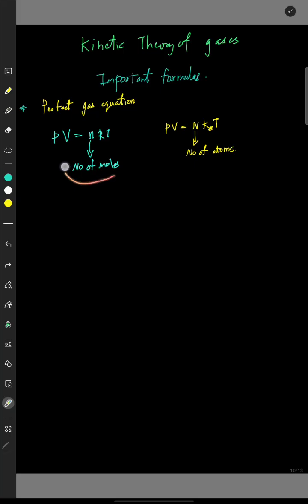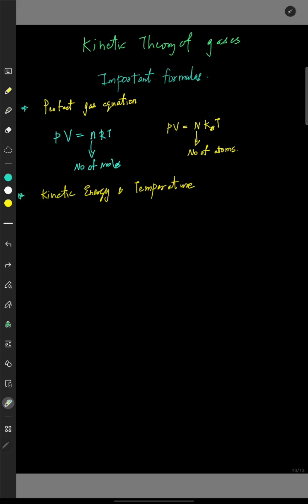In the first case, we have the number of moles, that is small n, and then capital N, which comes with the Boltzmann's constant, represents the number of atoms. So wherever R is going to come, we have the number of moles, and wherever kB comes, we'll have the number of atoms. So we have to keep this trend in mind.